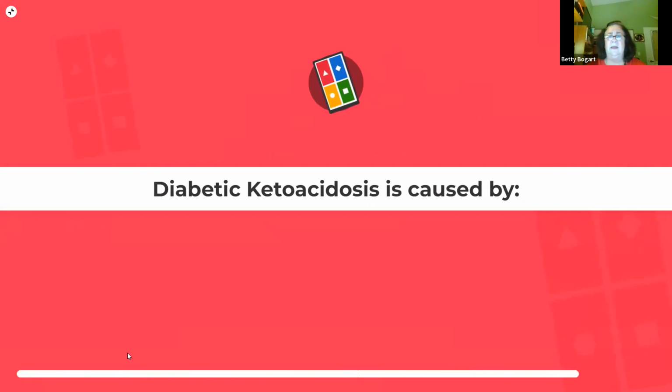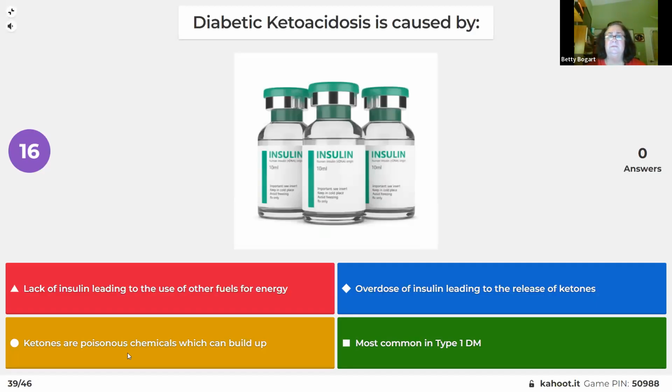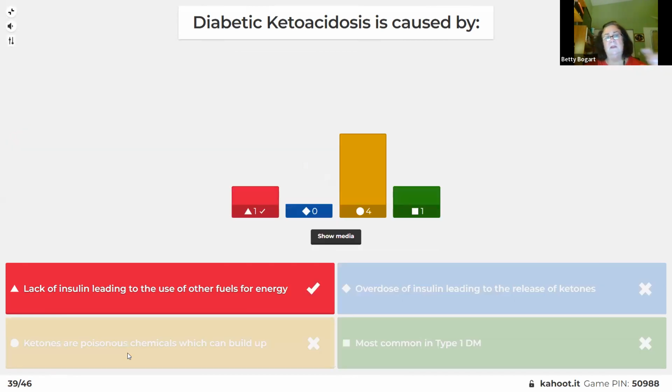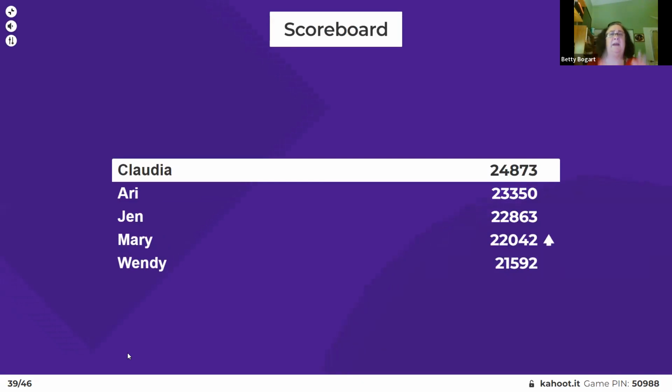DKA is caused by... and if you know this answer, you are good. So you have no insulin, you cannot digest sugar. The body says, I'm hungry. The other fuel, proteins and fats. We're going to start eating proteins, byproduct ketones. So diabetes is sugar. Diabetic ketoacidosis has the inclusion of ketones.